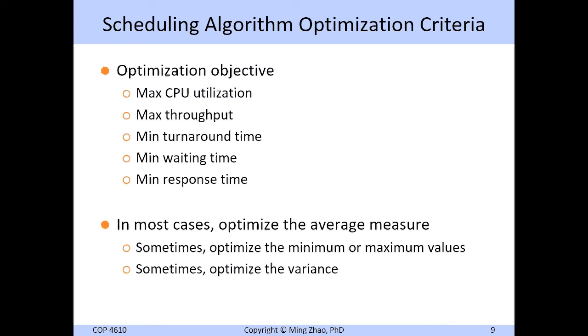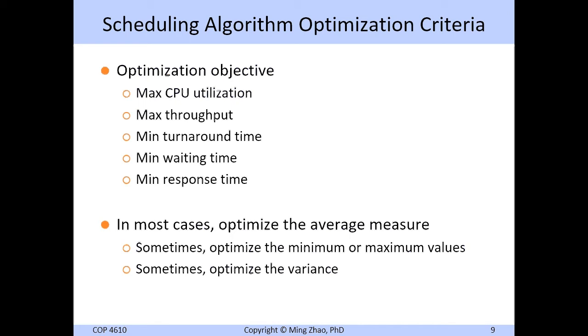In most cases, we want to optimize the average measure. Sometimes we want to optimize the minimum or maximum values. Sometimes we want to minimize the variance. For example, we want to minimize the variance of the waiting time of all processes. That would be a meaningful optimization objective. But in most cases, we want to optimize the average measure.